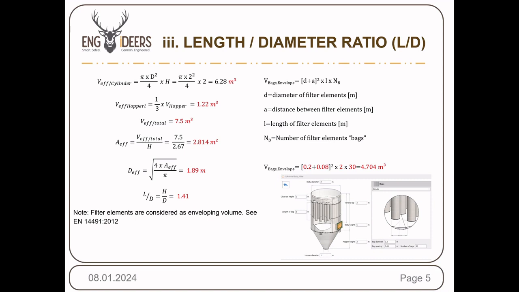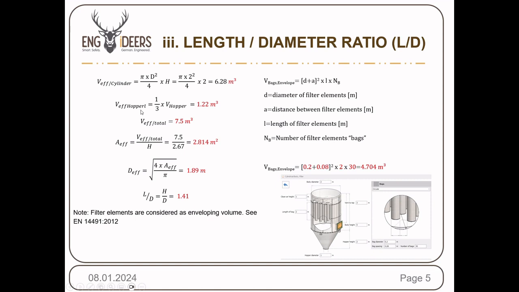So what we do is we calculate the volume of the cylindrical part, but for the length over diameter calculation, we take the length up to the vent panel to determine the effective volume, which is the volume where the flame would travel until it is relieved, basically. The same we will do for the hopper.